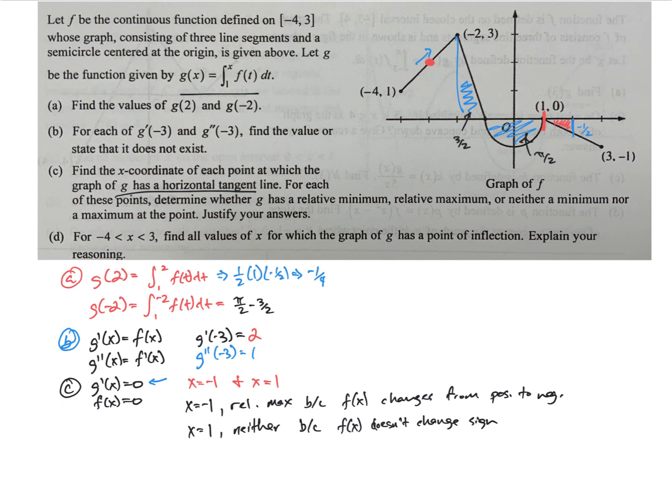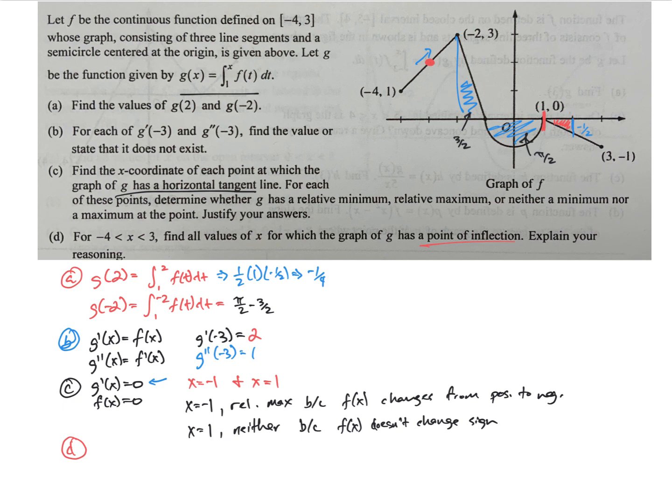All right. Let's look at part D now. I need another reader. Thank you so much, Hubin. For negative 4 is less than x is less than 3, find all values of x for which the graph of G has a point of inflection. Explain your reasoning. All right. How do we get to a point of inflection? When what of f prime? When f prime changes, right? So it'd be the slope of f.